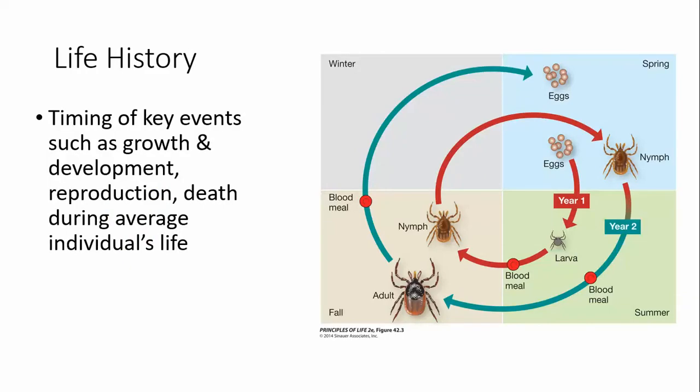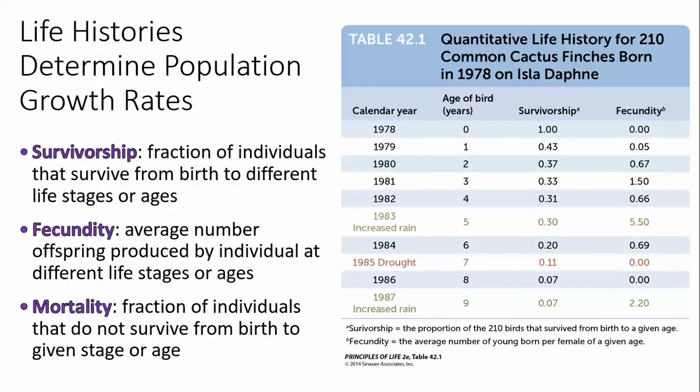All right, so some other things will affect population growth, like the life history. Life history is basically the timing of major events in an organism's life, like transitioning from one stage of life to another, like from a larval stage to a nymph stage, like what you see here in this life history diagram of ticks. There could also be, when does an individual become reproductively active and capable of reproduction? Or what's the rate of death during an individual's lifespan? There's a lot of things that can be counted as part of life history. These things tend to affect population growth rates.